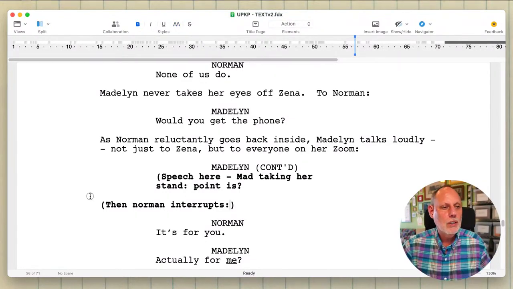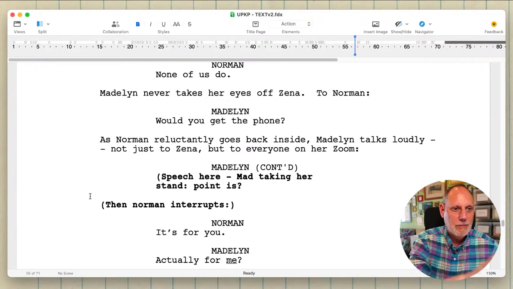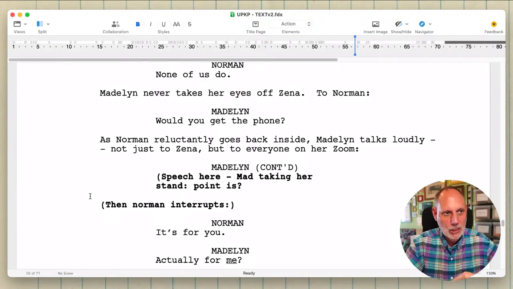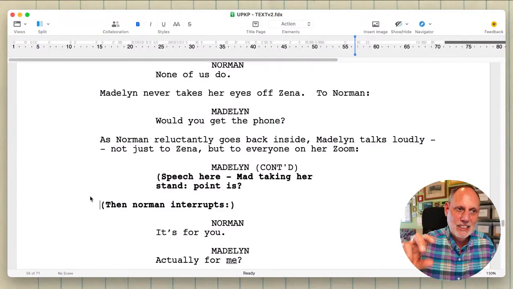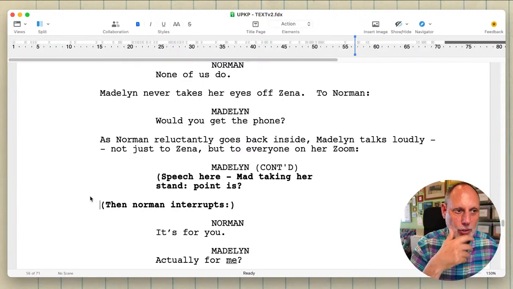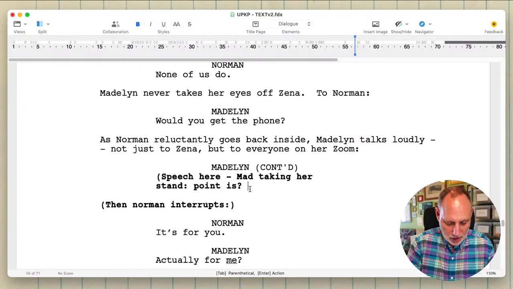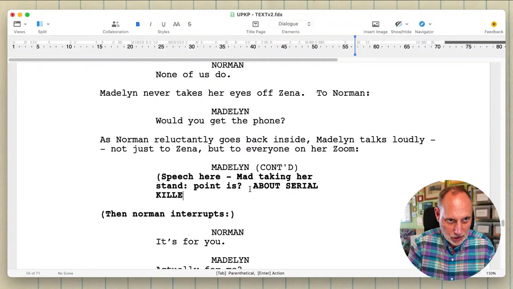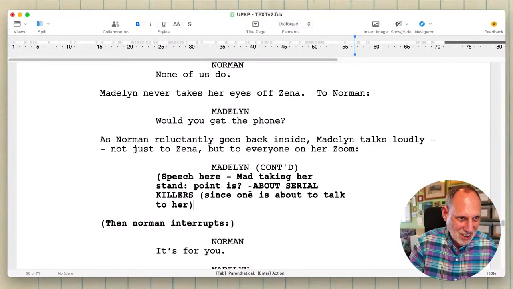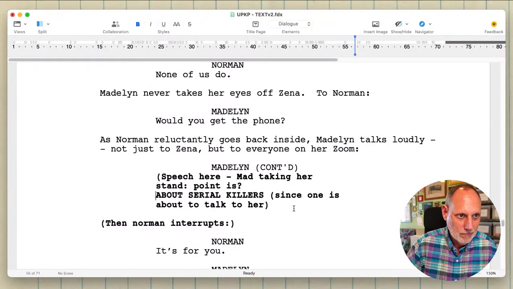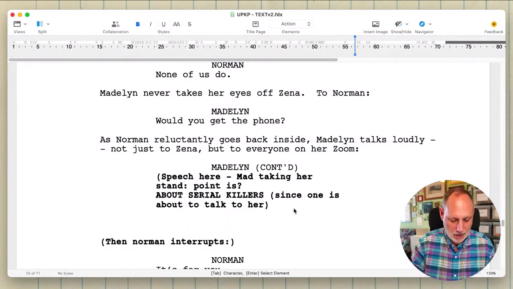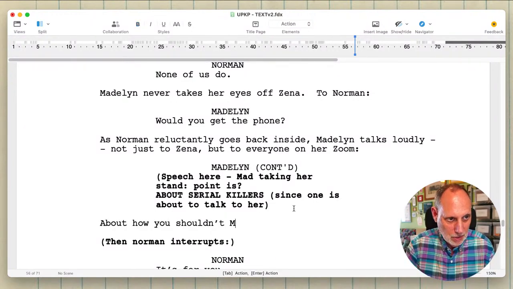All right, so now when I put this away for today, at least I've marked out what's going to happen here, which is, this showdown has to erupt into Madeline taking a stand, and then that stand is going to have to be undercut by the serial killer. So, about serial killers, since one is about to talk to her, about how you shouldn't mess with serial killers.